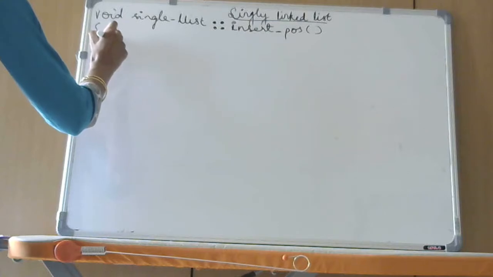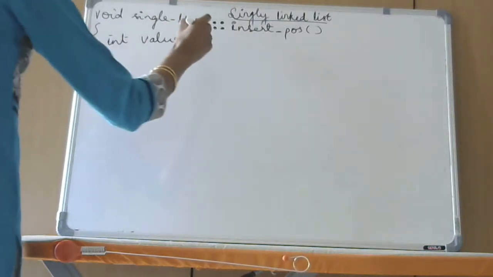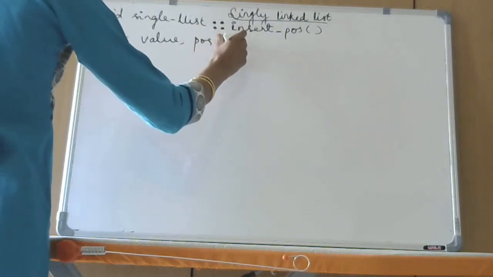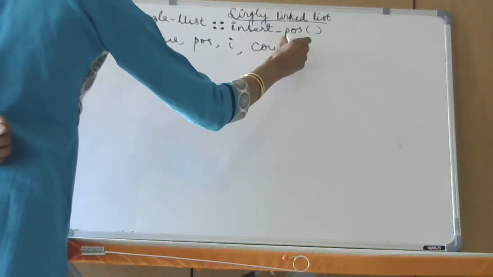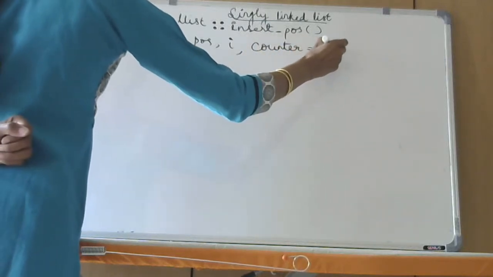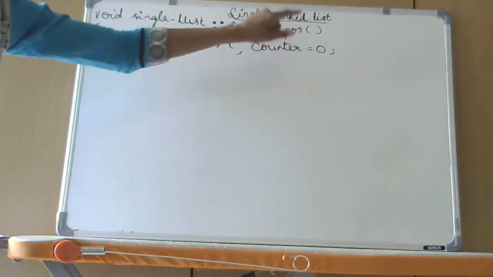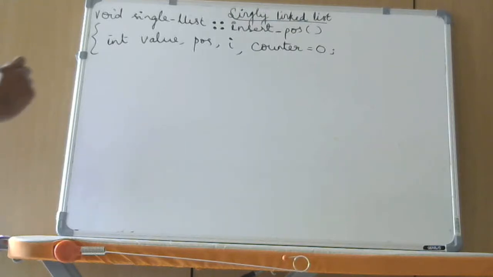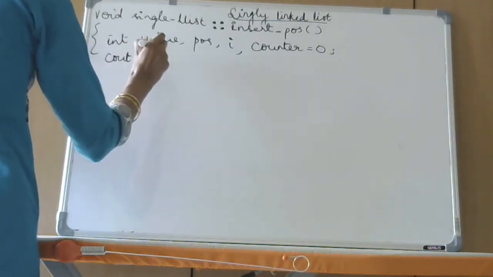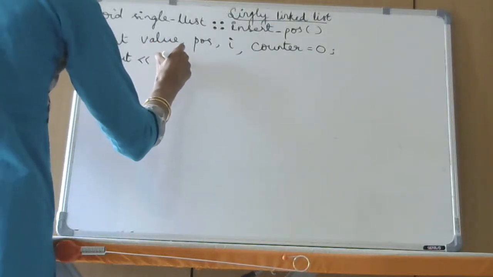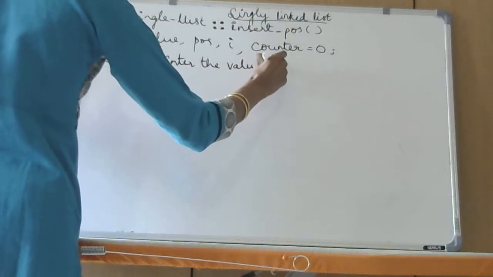Let me see what I can declare. I will take one variable called value. I will take position. One more looping variable i, a counter. I will tell you why I am taking it. I will initialize this to 0. Now first let me accept at what position I want to insert. Alright. So I will write cout. Let me take first what is the value I want to insert. Enter the value to be inserted.